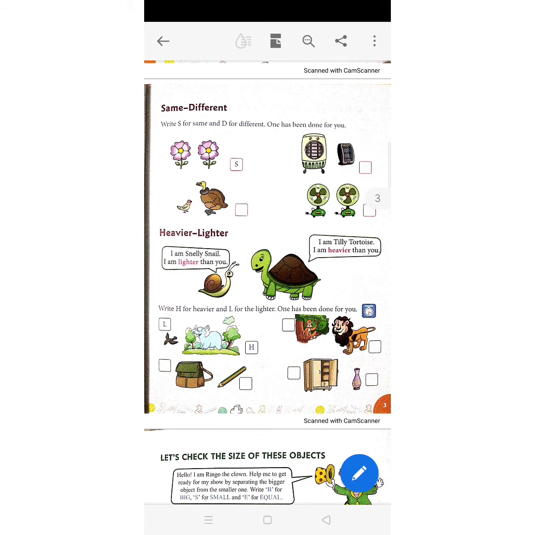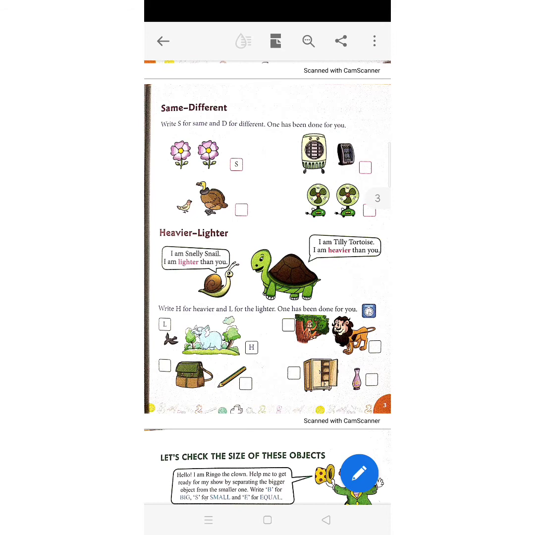The next picture has one air cooler and one heater. Both are different in size, shape. So they are different. The next picture is one vulture and one sparrow, I think. Both the birds are different in size, shape, and color as well. So they are different. The next picture are of two fans. Both look similar in color, design, size, and shape also. So they are what? They are same.